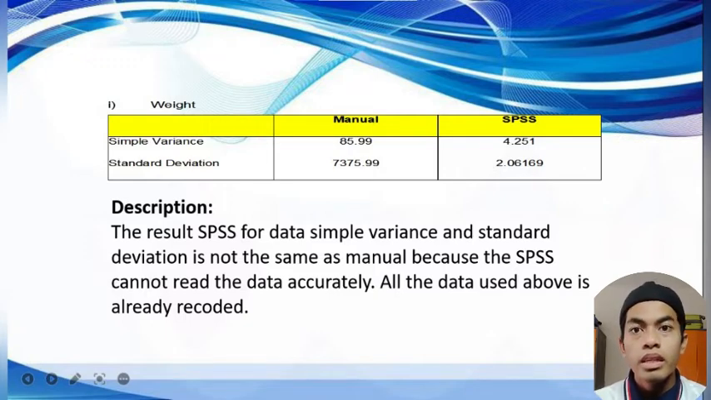And lastly, standard deviation manual for weight is 7375.99, in SPSS is 2.06169. Description: the SPSS results for sample variance and standard deviation are not the same as manual because SPSS cannot read the data accurately. All the data used above is already recorded.